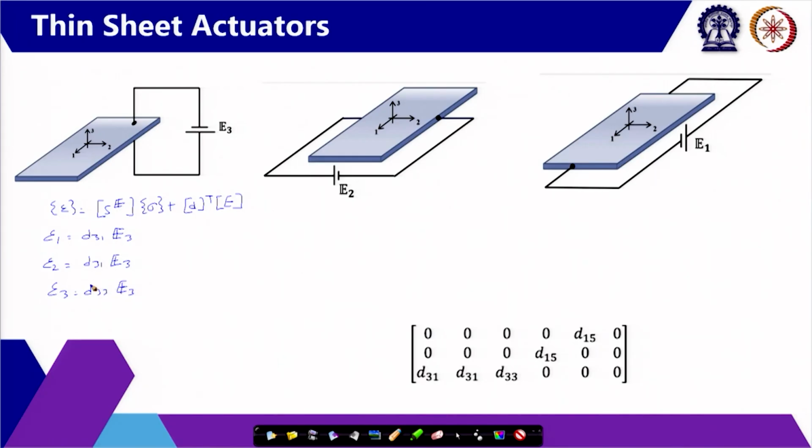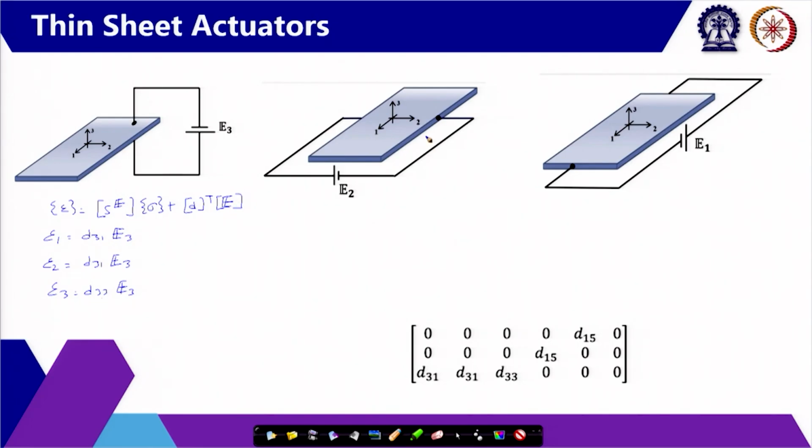Now, please consider the fact that sigma is 0 here, because this element is free to expand or contract. Because we are not restricting its expansion or contraction under the electric field, it is not going to experience any stress. So, because this is 0, we can just solve this equation: epsilon is equal to d transpose multiplied by electric field, and that gives us this.